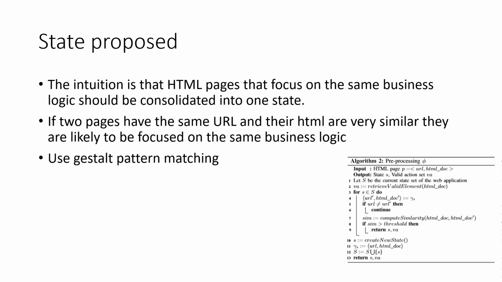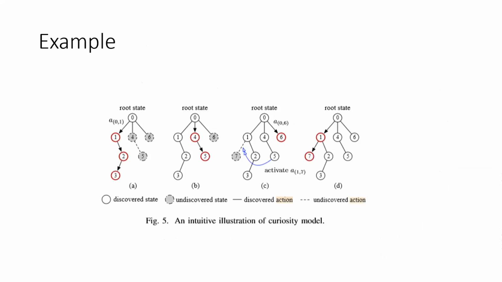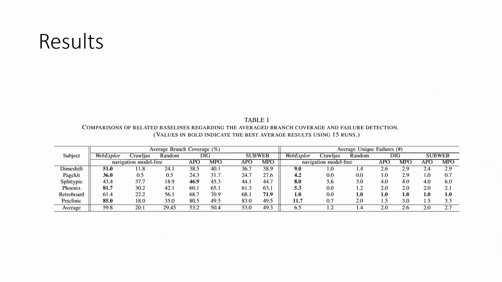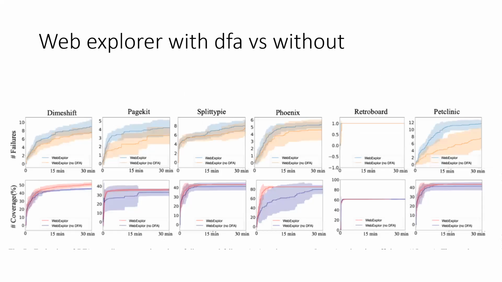But when we are looking into phishing websites, different phishing websites may have different HTML code. So this may have a new requirement for us. I'll talk about the relation to our own problem later, but let me just talk about this. Basically, they show that DFA helps them find more failures and gives better branch coverage in a shorter amount of time.